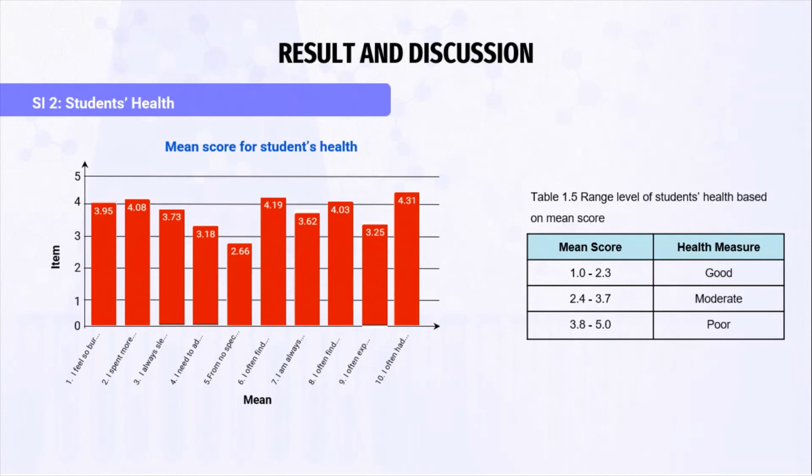The lowest mean score is 2.66, and according to the table, it indicates a moderate health measure. The highest is 4.31, which indicates a poor health measure. To sum up, the students' health towards online learning is balanced between moderate and poor health measure, where 5 items indicate a moderate health measure and another 5 items indicate a poor health measure towards online learning.